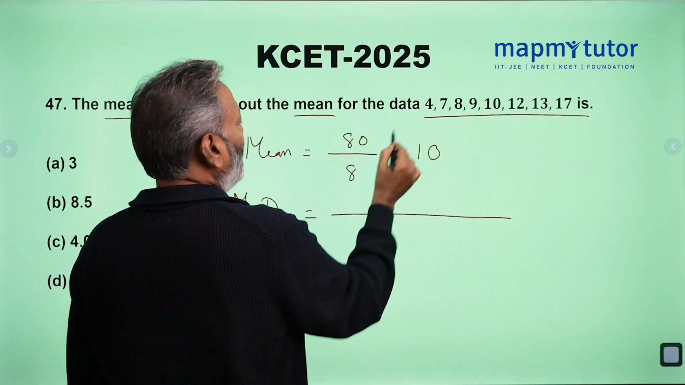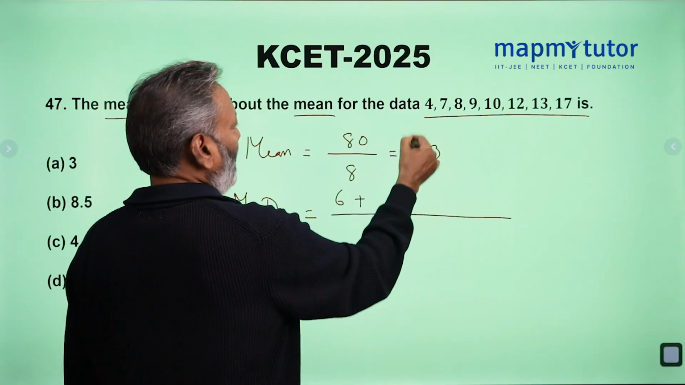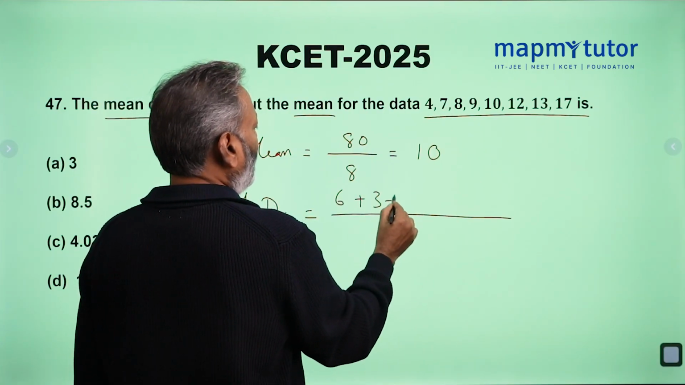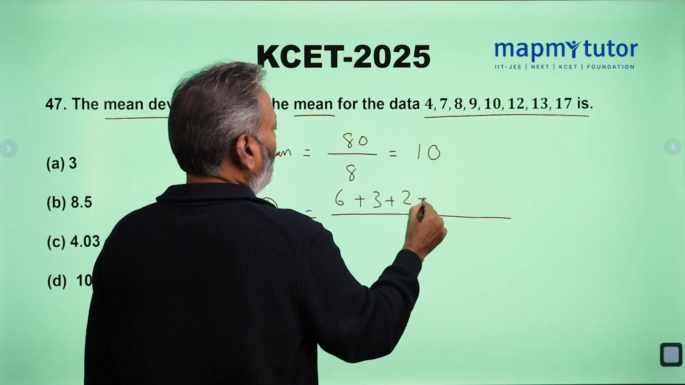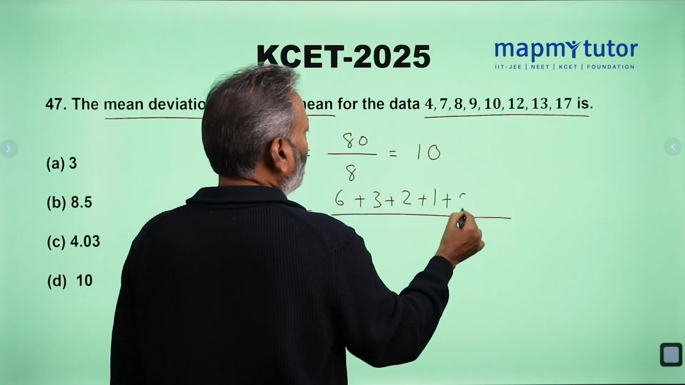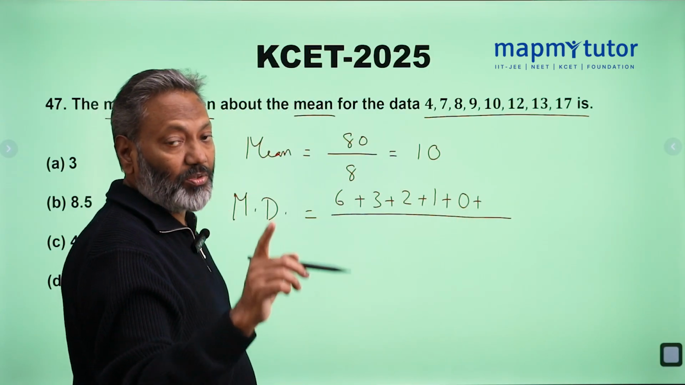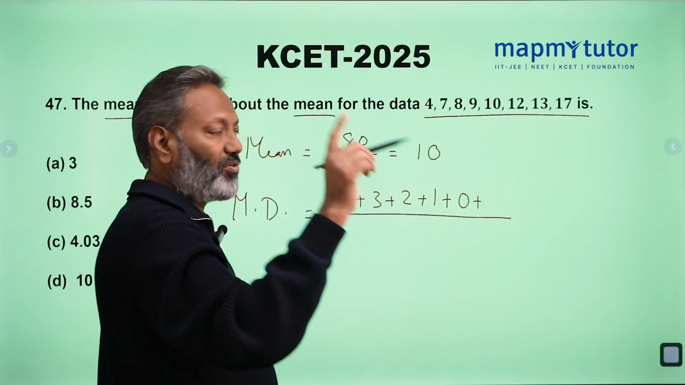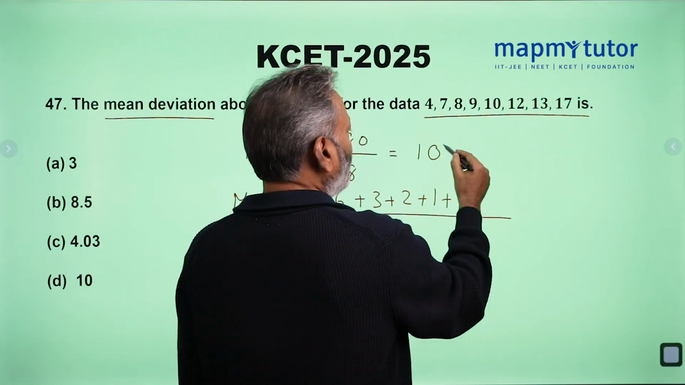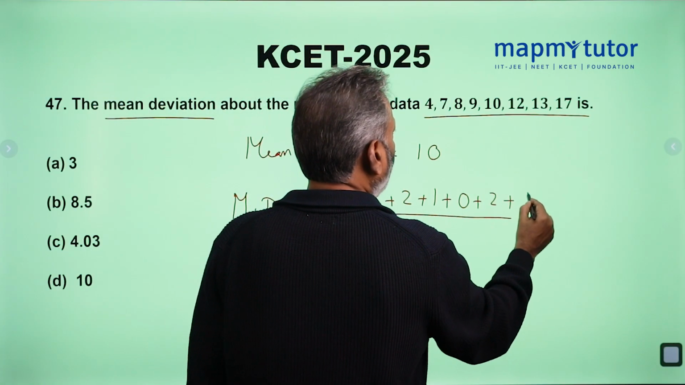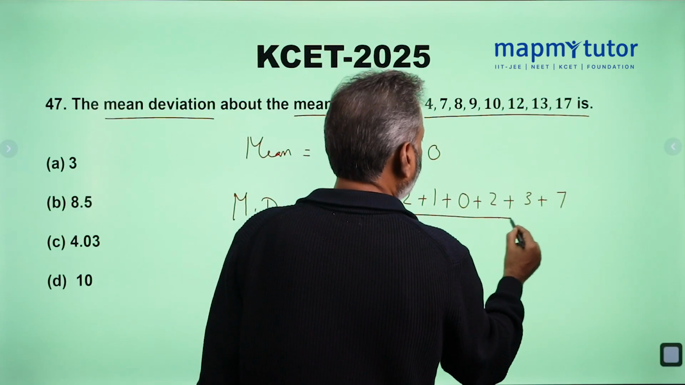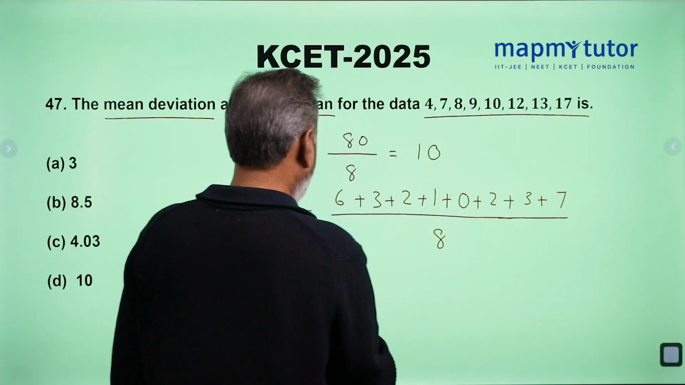What is the difference between 10 and 4? 6. 10 minus 4. 10 minus 7, 3. 10 minus 8, 2. 10 minus 9, 1. 10 minus 10, 0. 10 minus 12, minus 2. Don't write the minus. Why? Because we only need the difference. That means only positive values. So actually it is having modulus. So it is 2 and 3 and 7. All divided by 8 entries.